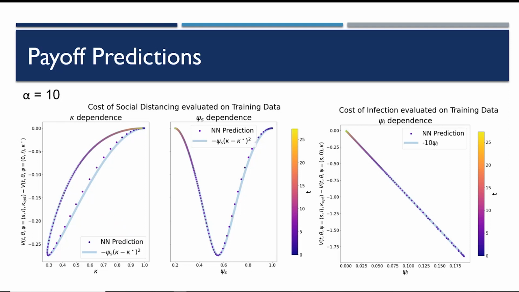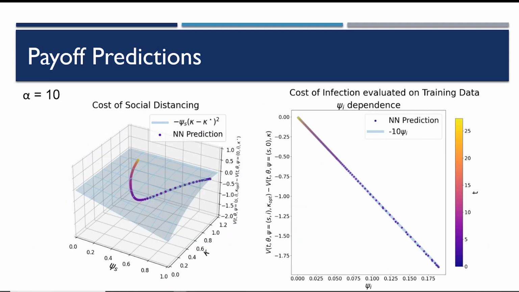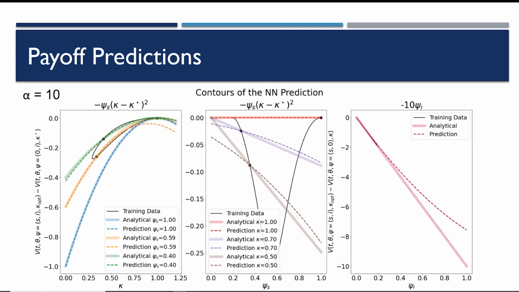But we want to ideally be a little bit more ambitious than this. Instead of just evaluating our neural network on training data, how well does it extrapolate to data which we didn't train against? So what we can do is, instead of taking side-on views of this 3D plot, we can take contours of it, which I show here.